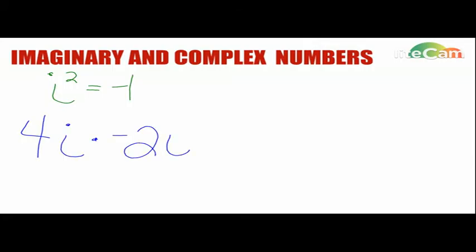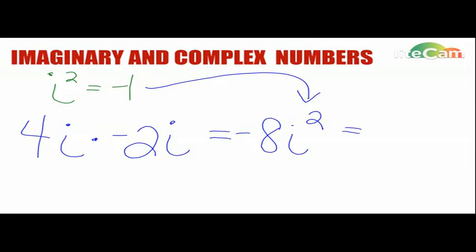All right, here's an example. 4i times negative 2i is really negative 8i squared. Okay, what do I replace the i squared with? A negative 1. So in other words, the negative 8 was just a negative 8 times a negative 1, and that made positive 8.